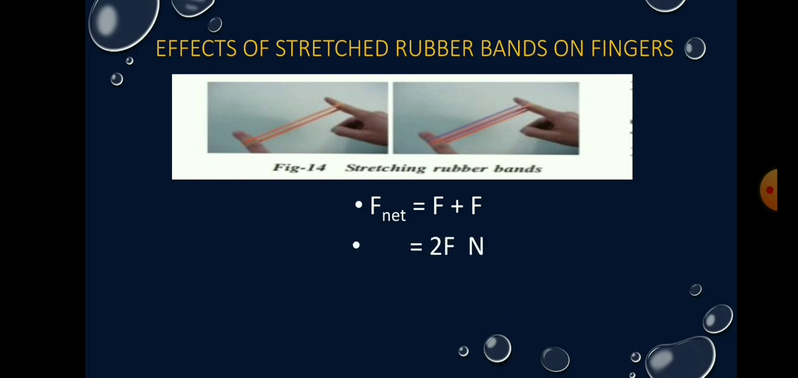Now we take three rubber bands. The net force of the three rubber bands is equal to F plus F plus F, that is equal to 3F newtons. Now we increase the number of rubber bands. We feel the total net force exerted by the rubber bands also increases.